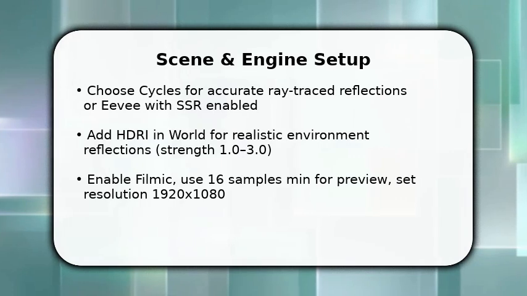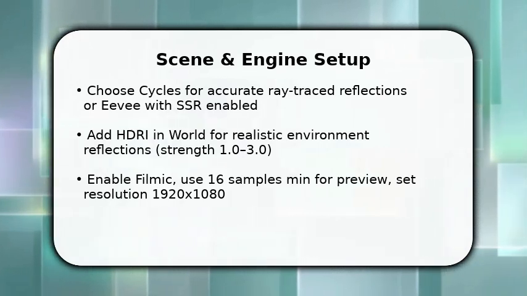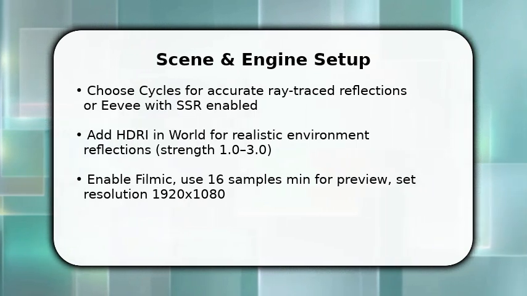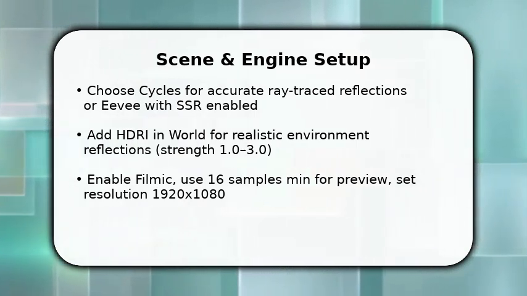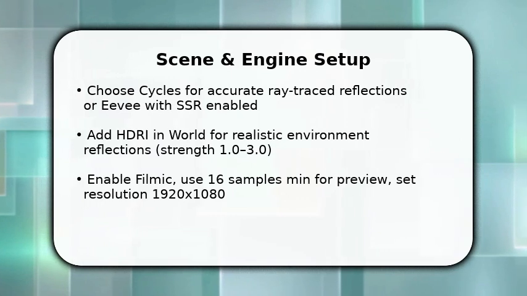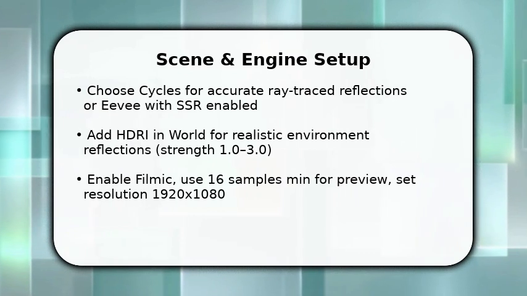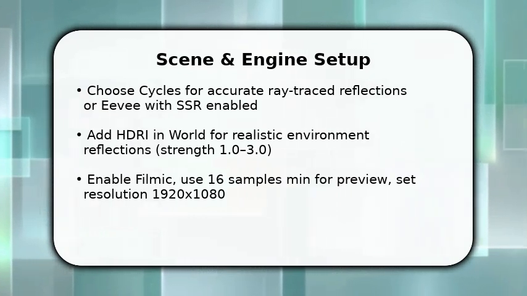You start by getting the engine and scene ready. Switch to Cycles for physically accurate reflections. If you must use EV, turn on screen space reflections and refraction. Next, load an HDRI into the world shader to supply true environment lighting. This is what your reflections will show.